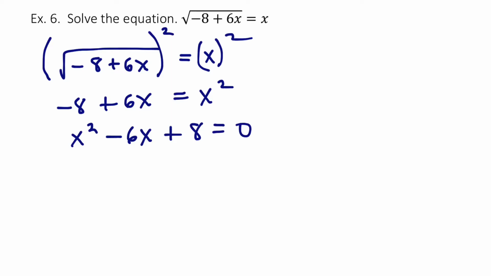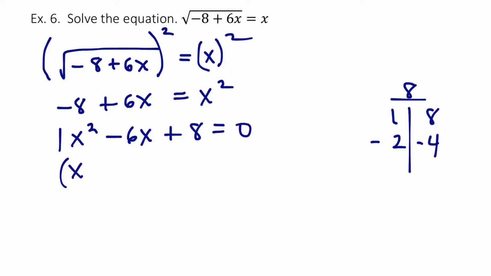So 1 times 8 is 8. So I've got 1 and 8, 2 and 4. Multiply to give a positive 8, add to give a negative 6, so I need 2 negatives. All right, so that is factorable. So I'm going to say my factored form is x minus 2, x minus 4.